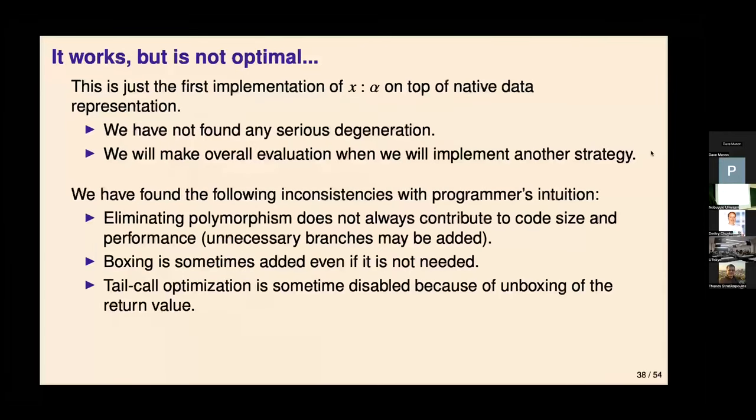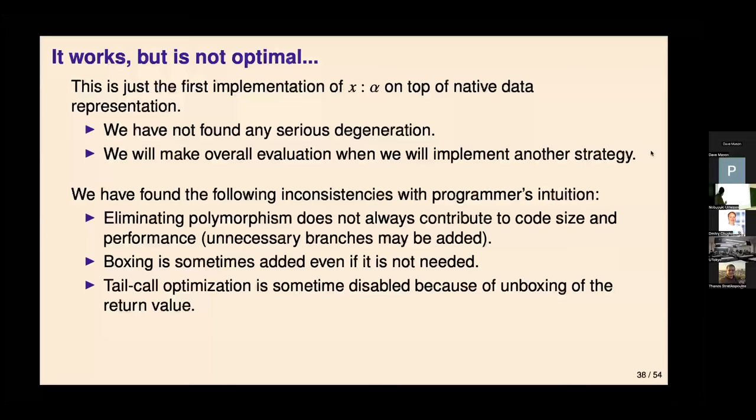It works, but we found that it is not optimal actually. It works, which means that we have not found any serious degeneration. But this is the first implementation of what x of type alpha is, and therefore we don't have any counterpart, so we can't make any comparison about it. After implementing another strategy, we will make our evaluation of this. We have found some inconsistencies, so we conclude that this is not optimal.